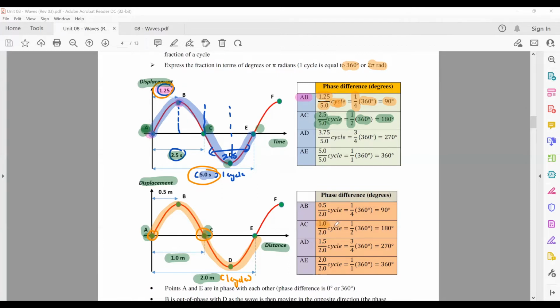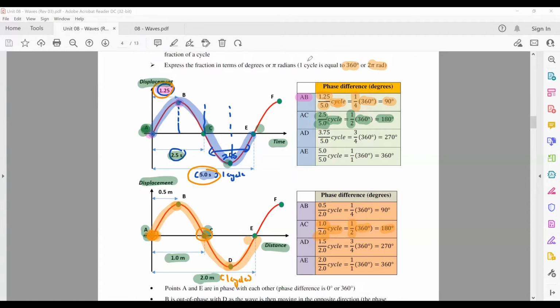Compared with respect to one cycle, I get half a cycle. So I want to change it to degrees. Just multiply with 360, I get 180 degrees. All right. So again, you can do the same method for A with B, A with C, A with D, A with E. All right, you will still get the same answer.